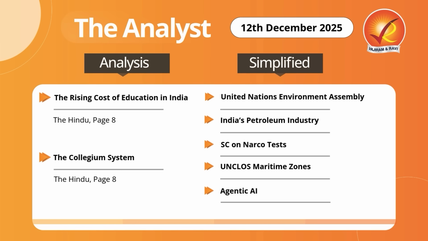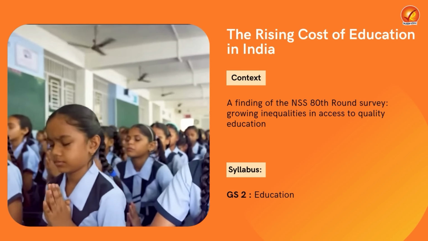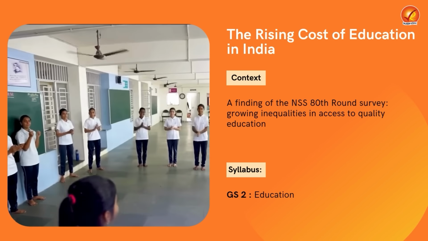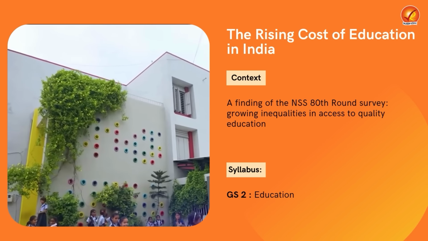We will try to comprehensively analyze 7 articles into different sections, along with the daily mains answer writing program. In the analysis part, we'll first have a comprehensive discussion with respect to the rising cost of education in India and its implications in the form of growing inequalities in access to quality education.